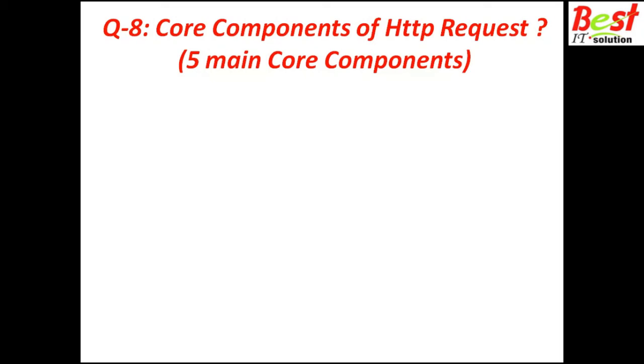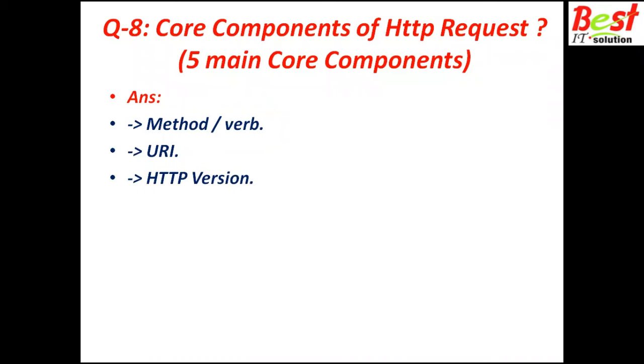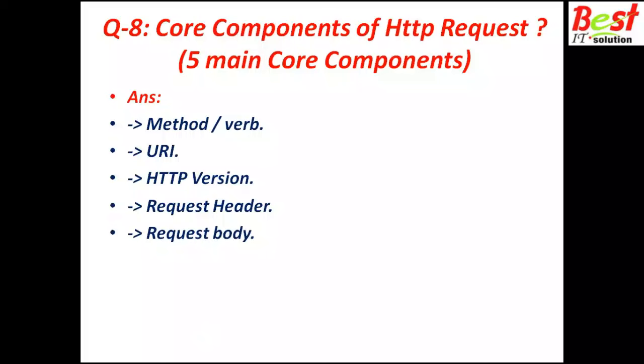The next question is, what are the core components of an HTTP request? There are five main core components available in an HTTP request. One is the method or verb, then the URI, uniform resource identifier, that is the URL and URN. Another is the HTTP version, and then the request header and the request body. So these are the core components of an HTTP request.